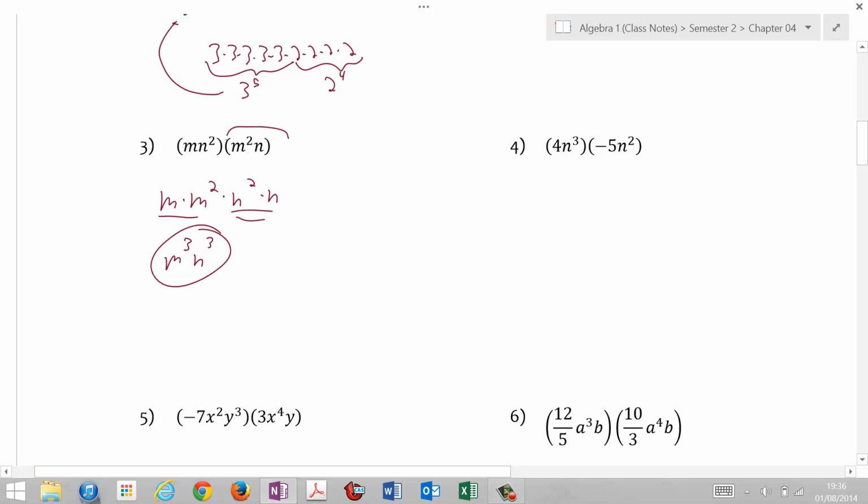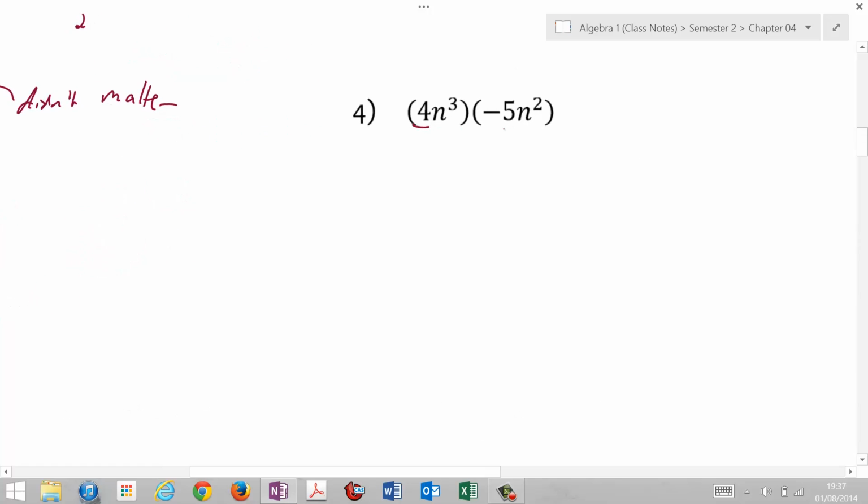These parentheses didn't matter because multiplication does not depend on where the parentheses are. This is all the same thing. 2 times 2 times 6, 2 times 2 times 6, doesn't matter. So I want you to keep that in mind, don't let those parentheses mess you up. In fact, over here, number 4, it's easier to multiply the 4 and the negative 5, and then the n cubed and the n squared to get n to the 3 plus 2, or n to the 5th. Notice how I'm skipping right away to the end.